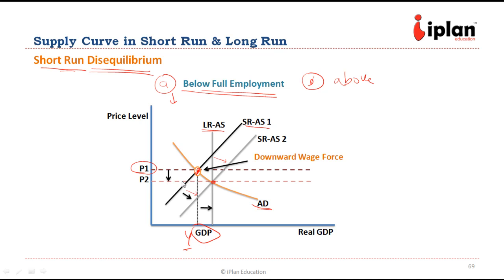At the new point, we have the new price P2 and income shifts to Y2. Suppose it was Y1 earlier, now it shifts to Y2. Now what happens at this level? The prices are down. So we have achieved Y2, which is our potential real GDP.